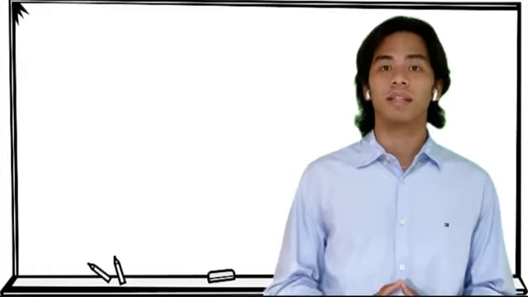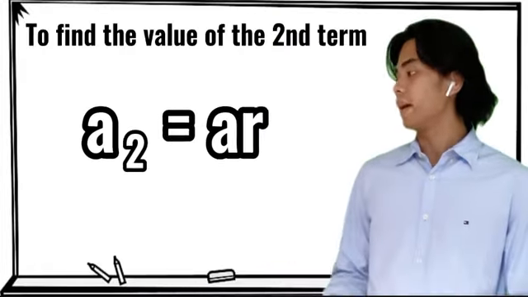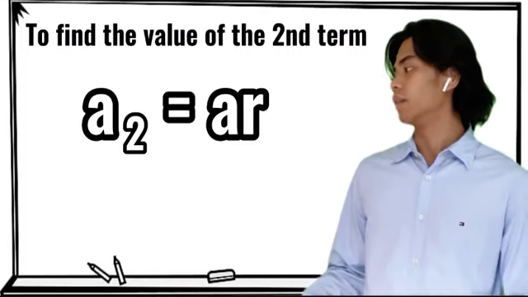For a geometric sequence, the common ratio is denoted as r and the first term a sub 1 is often referred to simply as a. Since we get the next term by multiplying by the common ratio, the value of a sub 2, or the second term, is just like this. a sub 2 is equal to ar.